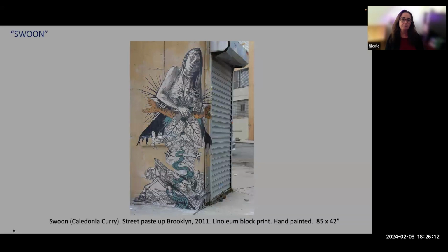So Swoon began her work as a street artist, but a gallery owner happened to notice and invited her to create an installation in their gallery. And since then, many other museums and galleries have also followed suit. Her prints and her installations can be seen both indoors and outside on walls throughout the world.